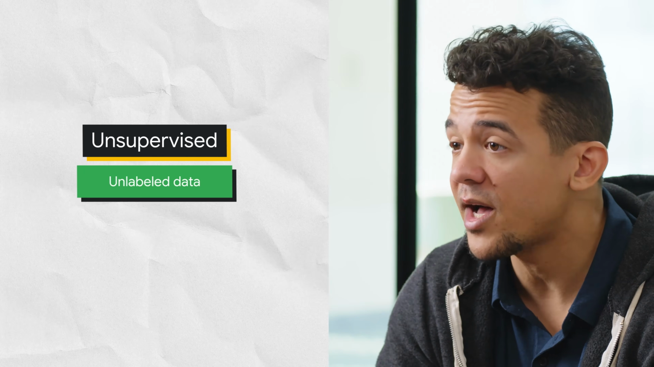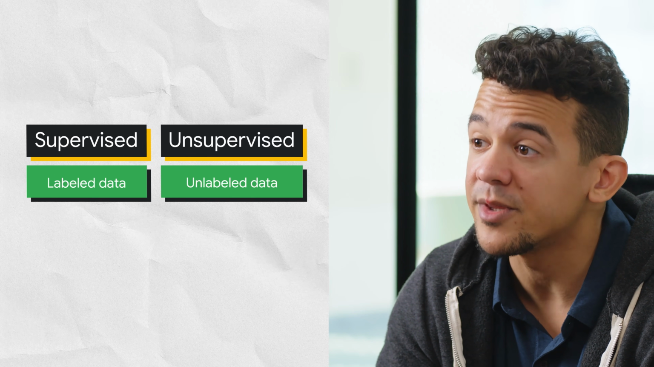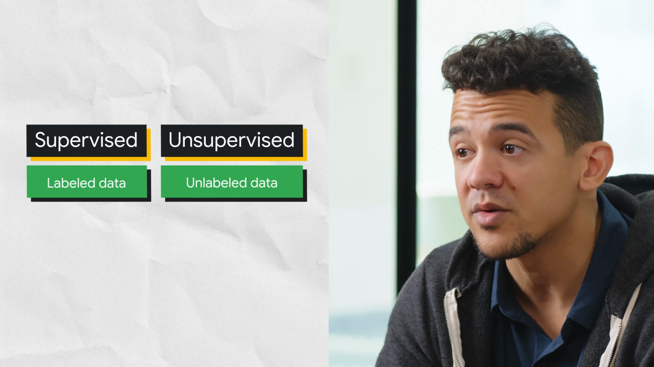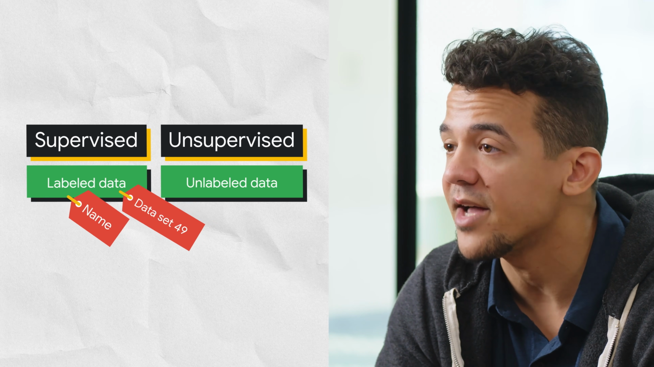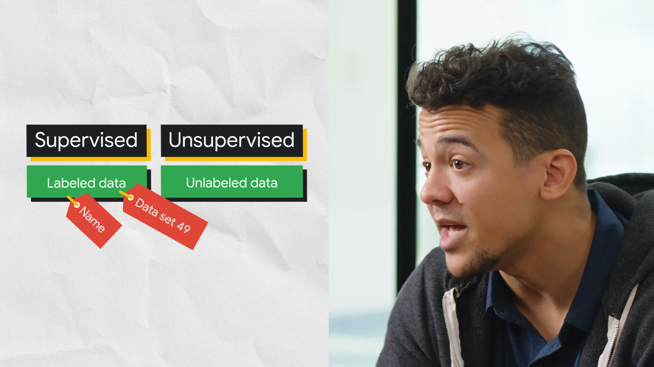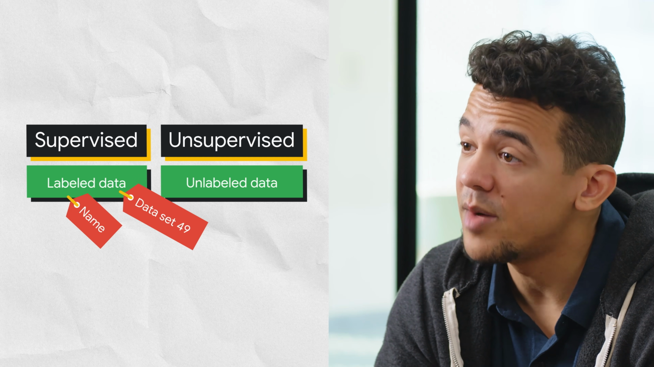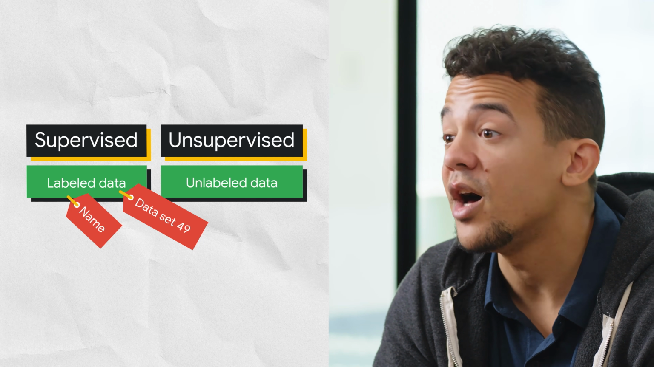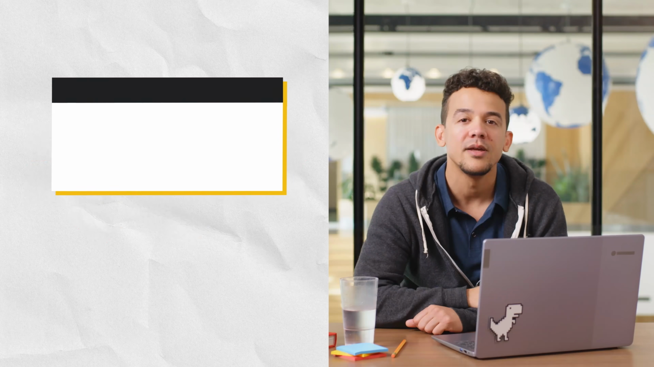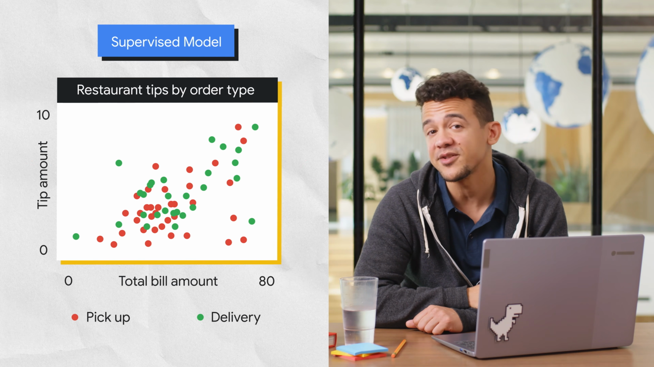2 of the most common classes of machine learning models are unsupervised and supervised ML models. The key difference between the 2 is that with supervised models, we have labels. Labeled data is data that comes with a tag, like a name, a type, or a number. Unlabeled data is data that comes with no tag. So what can you do with supervised and unsupervised models? This graph is an example of the sort of problem a supervised model might try to solve.